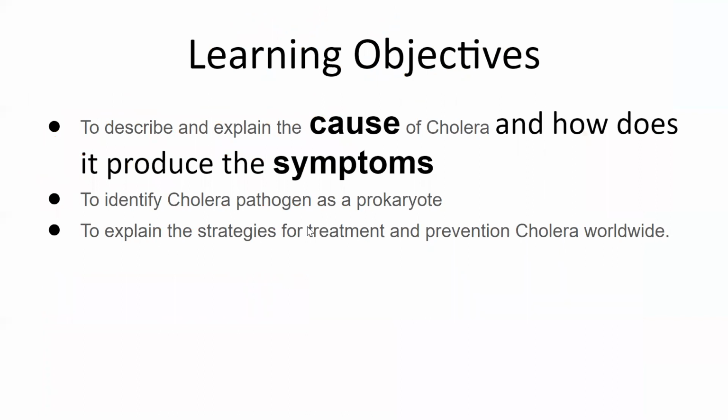These are our objectives: to describe and explain what causes cholera and how it produces symptoms. That is, externally, bodily, what are some changes that happen if a person is suffering from cholera? How does a doctor diagnose these symptoms? Identify the cholera pathogen as a prokaryote. We are going to see that the cholera pathogen is Vibrio cholerae, which is a prokaryotic organism. And we are also going to learn how to explain different strategies worldwide that have been applied to treat and prevent cholera from spreading.